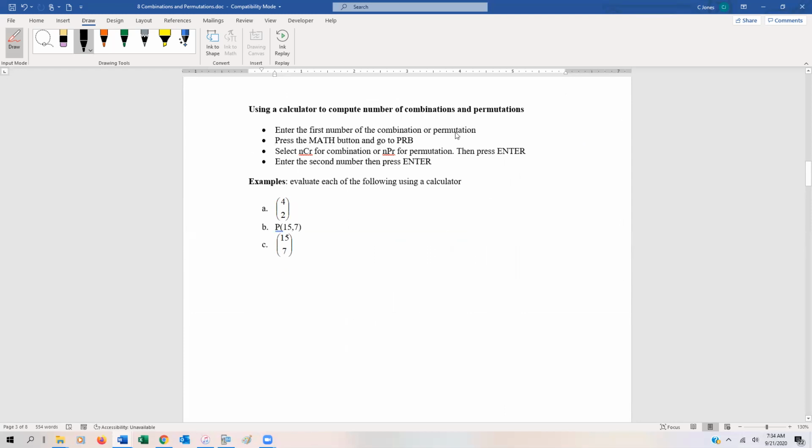All right, so first of all, what we're going to do is we're going to go to our calculator. We're going to enter the first number. Then we're going to hit the math button. And under math, we go to PRB or PROB. Then we're going to select either NCR or NPR. We're going to press enter, and then we're going to press the second number. All right, so let's say we have 4.2. I'll bring this up on my screen.